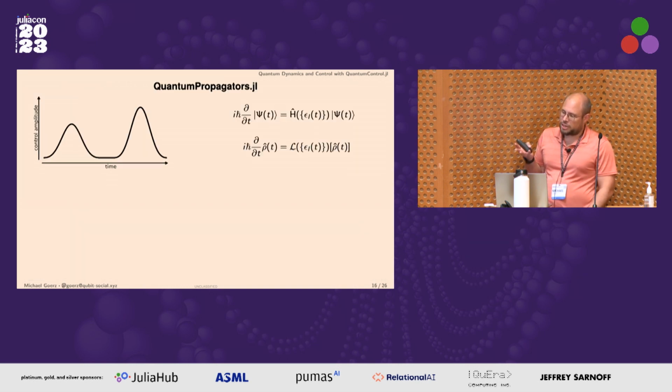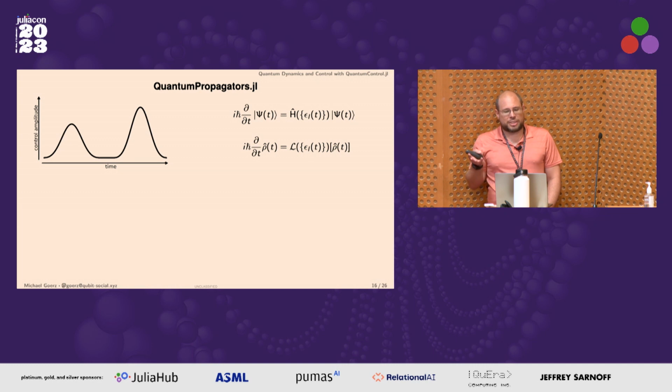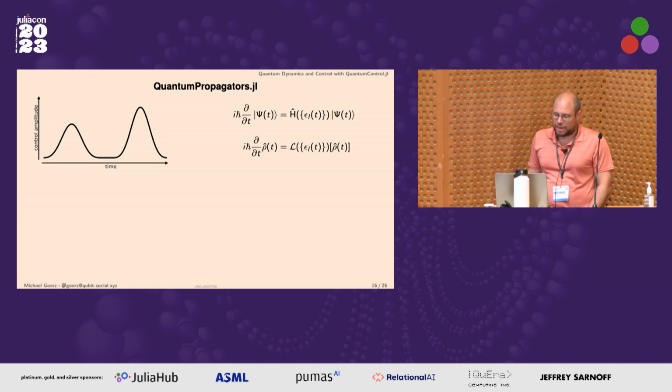So we have the Schrödinger equation, or the Liouville equation if it's an open system, which is actually the same equation, with some number of control fields, which we call epsilon and L, like the real field and the imaginary field. So why not just throw this into differential equations, or use the dynamic solver from quantum optics? There are many packages that can simulate this Schrödinger equation.